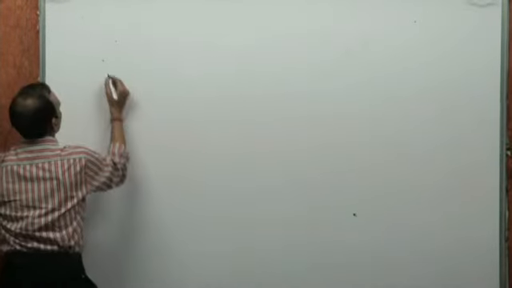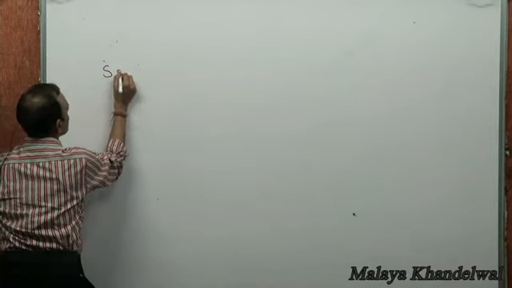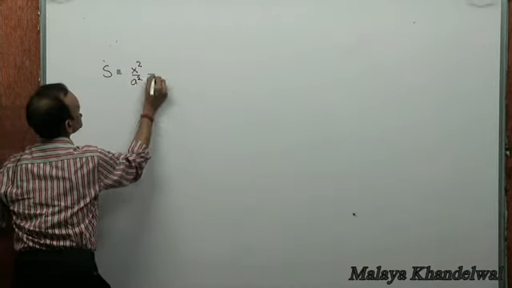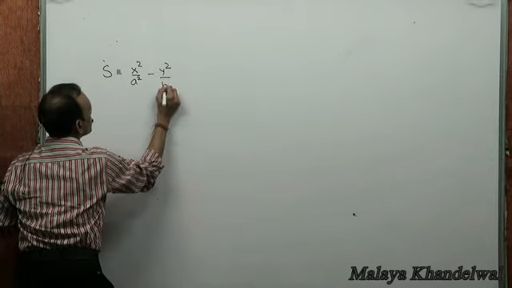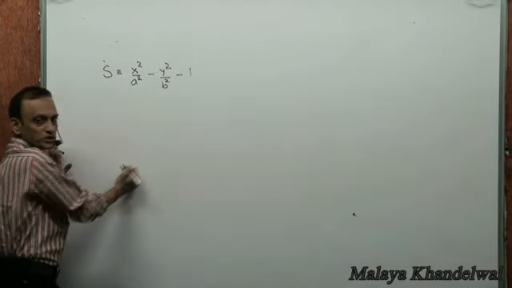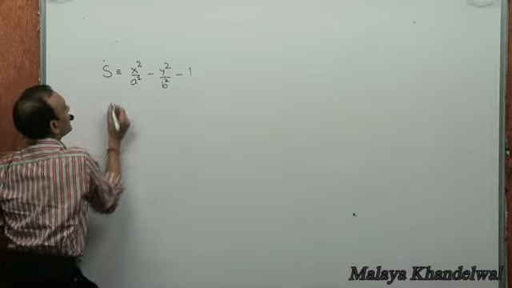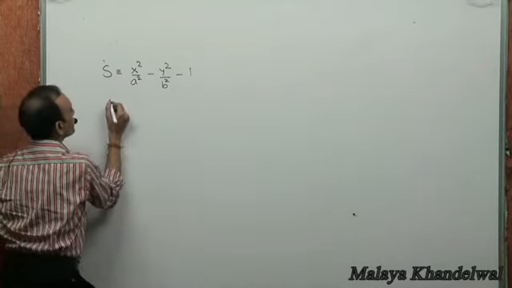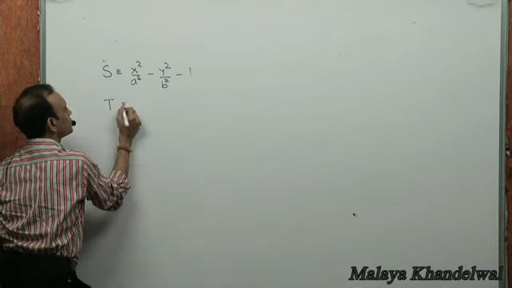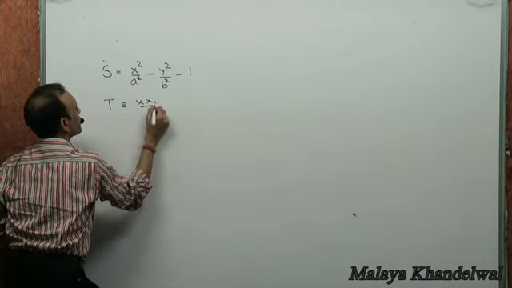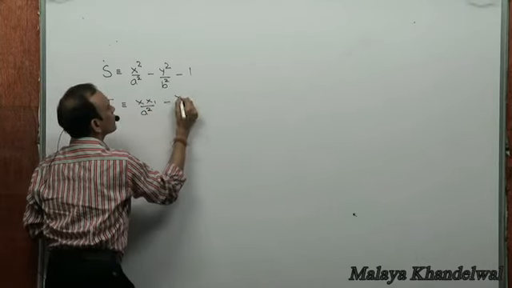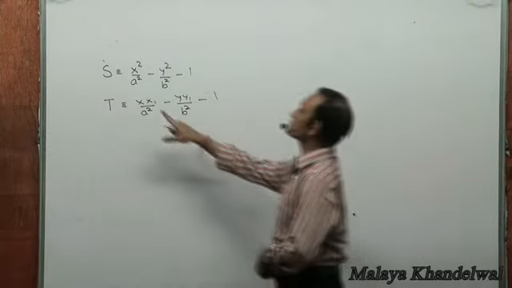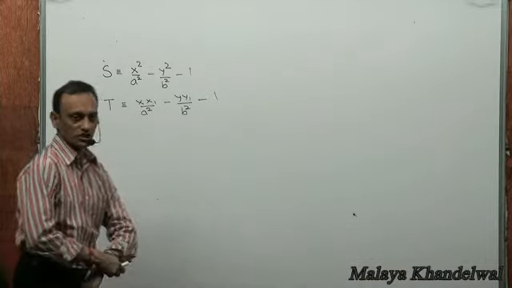Like I said, this is my hyperbola. This is my expression: x squared by a squared minus y squared by b squared minus 1, this expression S equal to 0 will represent a hyperbola, right? And this is my expression T, which is xx1 by a squared minus yy1 by b squared minus 1. It is my expression S, this is my expression T.